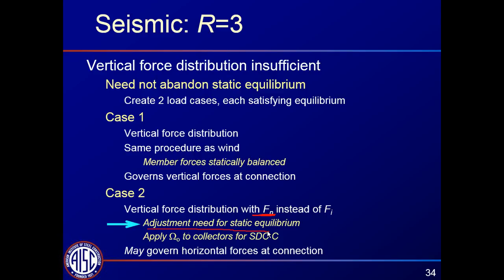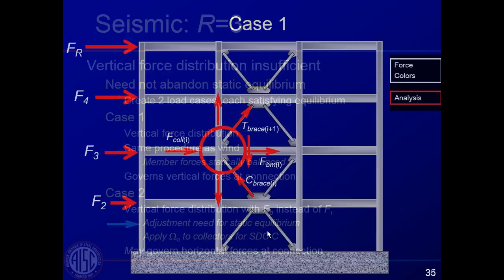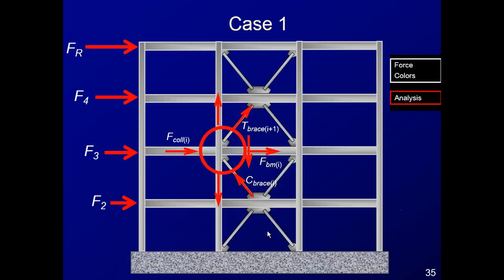Often it does, but I think there are some circumstances where it may not. So here's case 1, looks very much like wind. We have our horizontal force distribution. We analyze and we get a consistent set of forces, meaning that if you apply static equilibrium, you should get the sum of the forces equals 0 at this connection based on forces from your analysis.